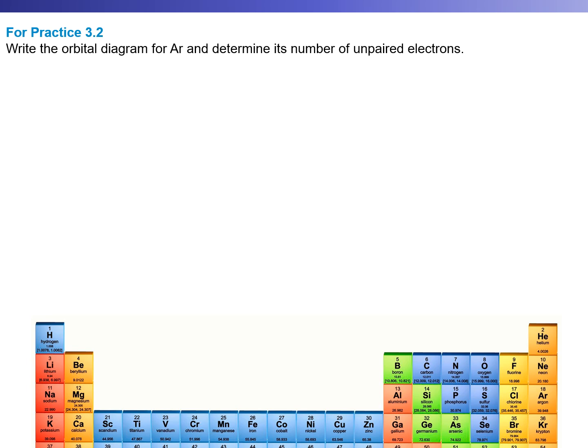All right, so here we are, 3.2. They want us to write the orbital diagram for argon and determine the number of unpaired electrons. So I always like to write out what my focus is, argon. And if I look here at the periodic table, I can see argon's right here at the end of the third row. Third row means 3 orbitals. It has an atomic number of 18. I've got 18 electrons that I'm going to have to place in that diagram.